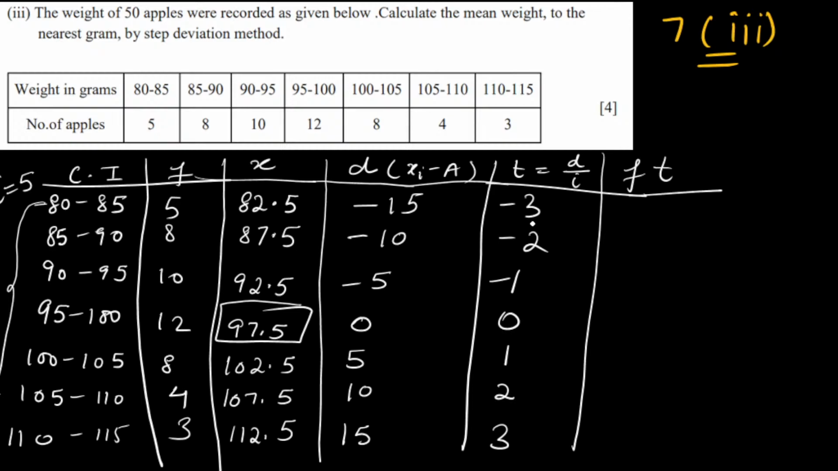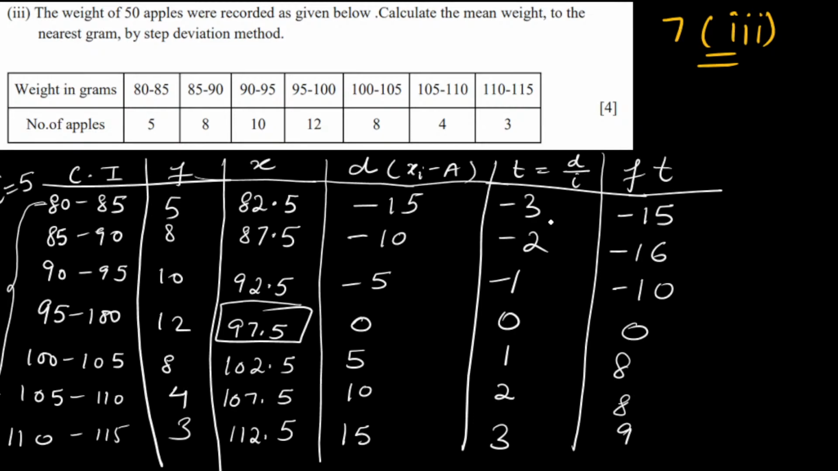So t into f. So f is here. 5 into minus 3 is minus 15. 8 into minus 2 is minus 16. 10 into minus 1 is minus 10. 12 into 0 is 0. 8 into 1 is 8. 4 into 2 is 8. 3 into 3 is 9. Am I getting all the values correct? f into t, the frequency we are multiplying by t.